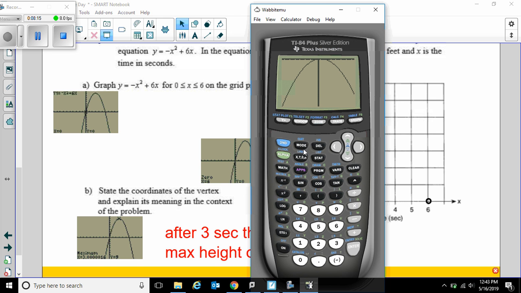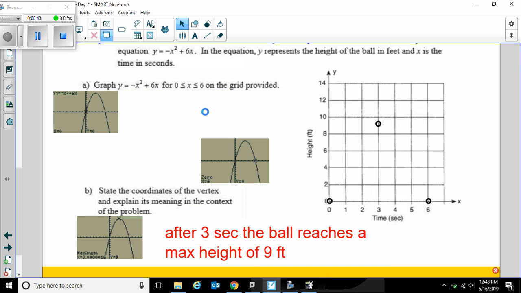Okay, vertex, I want it. I want to say second trace. I want my maximum. Here we are. And we know it's going to be between 0 and 6. That's kind of why we figure out those pieces of information first. It's going to guess for us. Okay, so at approximately 3 seconds, I'm going to go a total of 9 feet. So in 3 seconds, my ball reaches a maximum height of 9 feet.